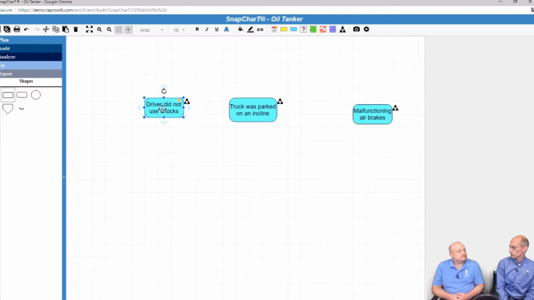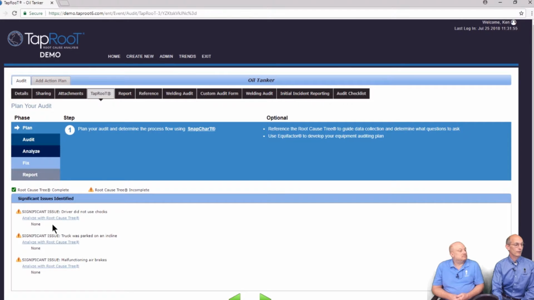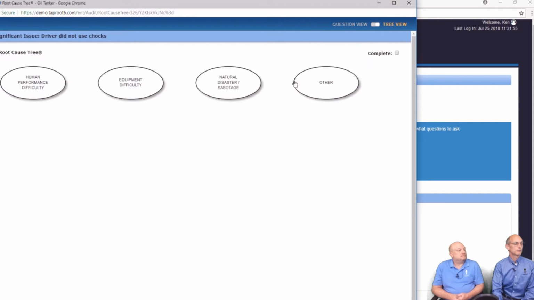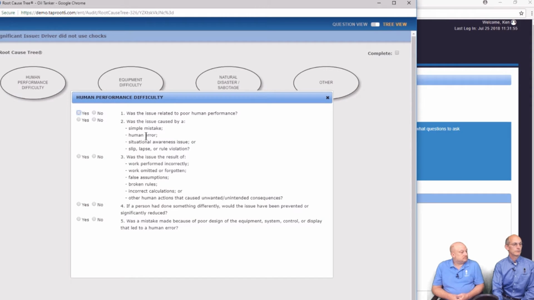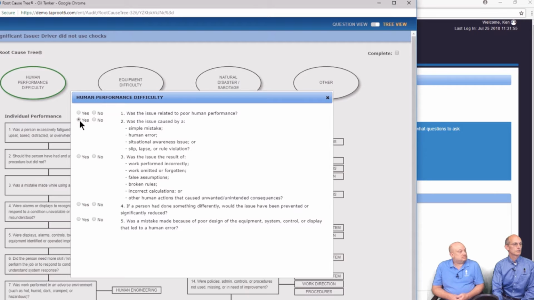And we could run that through our root cause tree right now and see what kinds of problems there might be. Now, if you're not sure what the problems are, you could pull out a root cause tree right now and just kind of take a look. Or you may just decide to do the root cause analysis right now, so I'm going to pull up our root cause tree. You could very quickly say, well, was this a human performance issue? And say, well, yeah, it was a human error. He's supposed to use chocks.